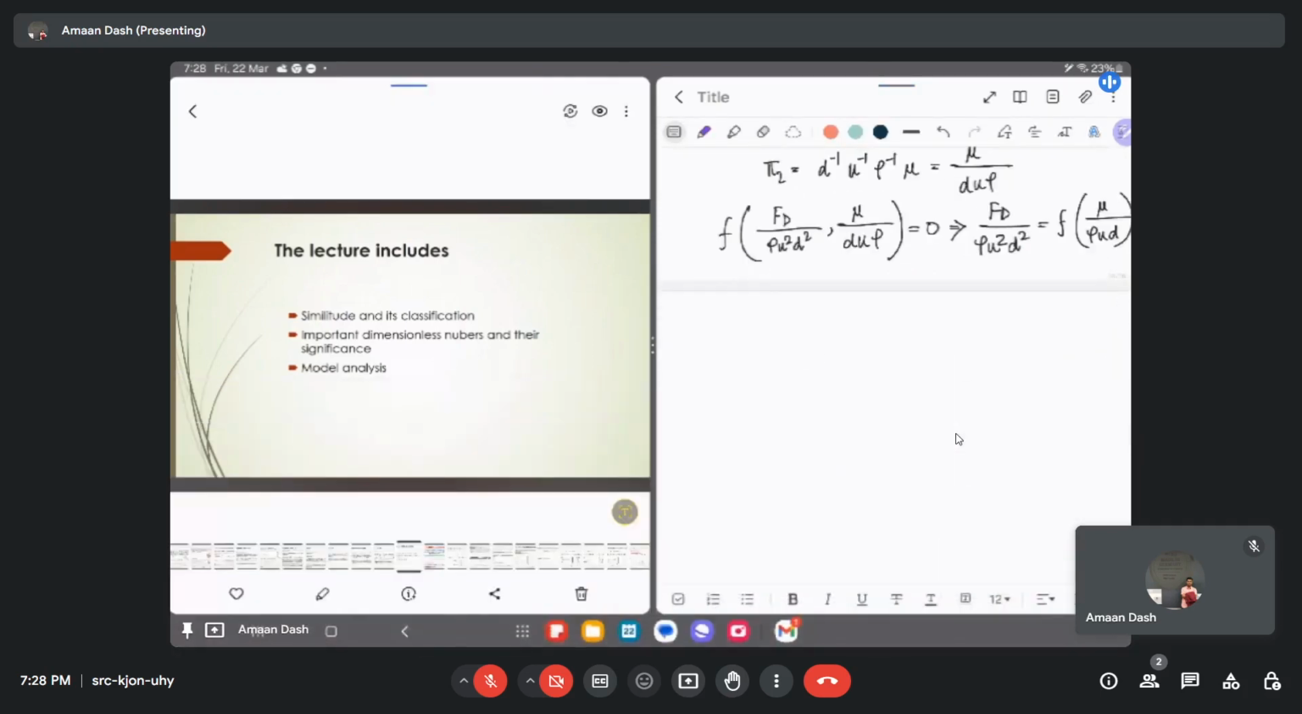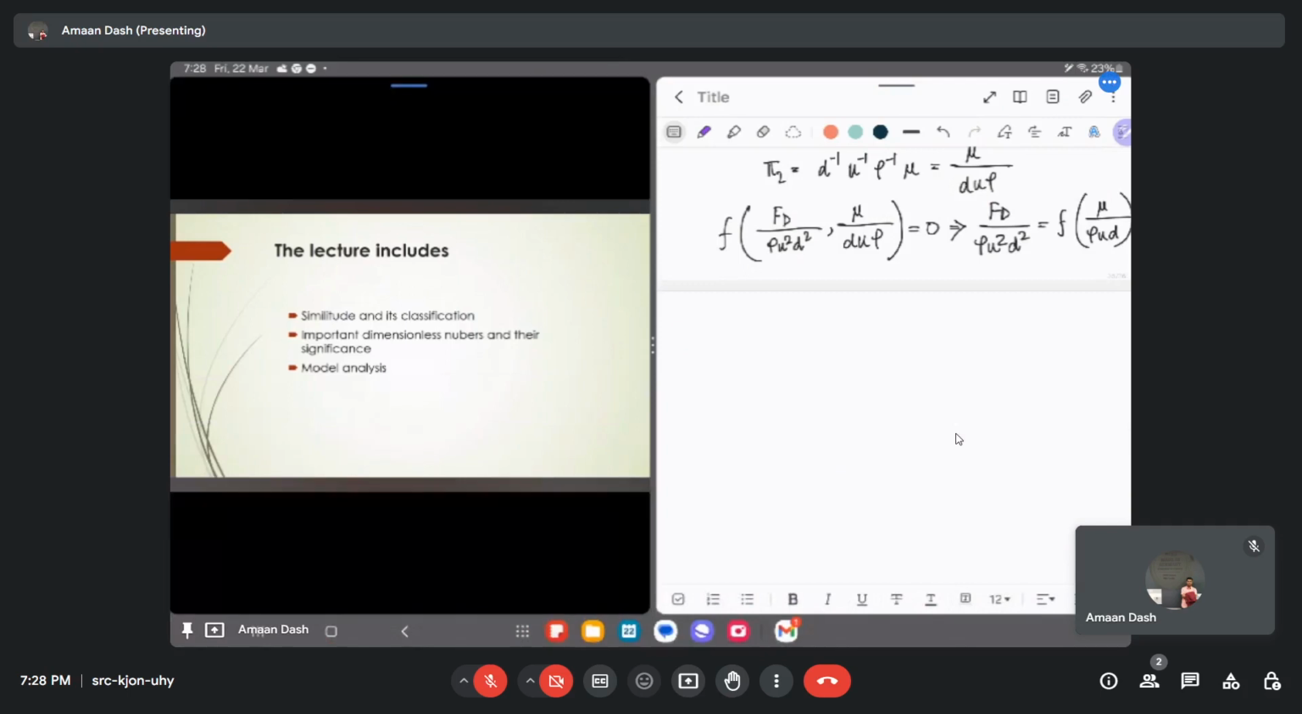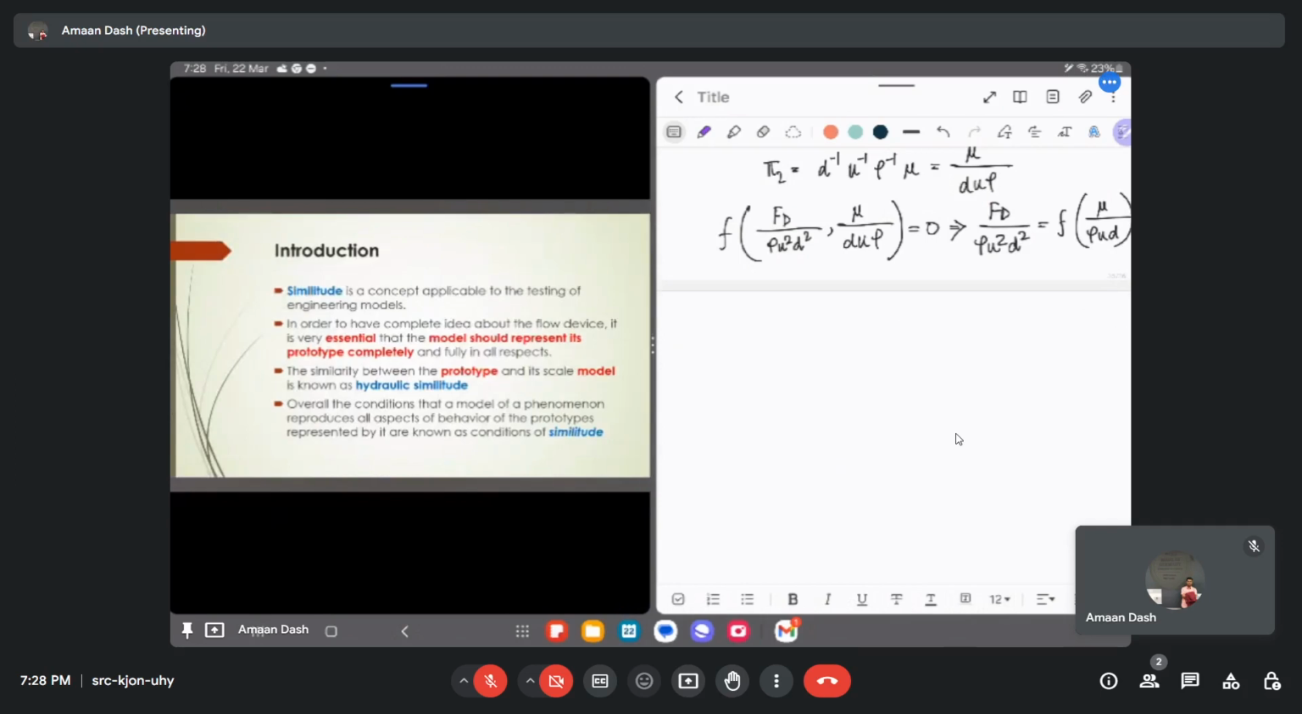Okay, so let us see. Let us discuss the next part, that is similitude and its classification, and the importance of dimensionless numbers and their significance, and then model analysis.